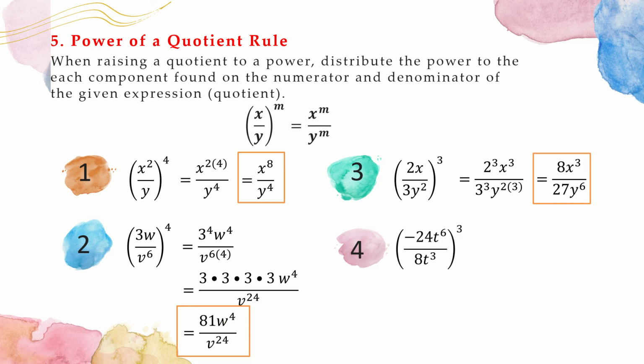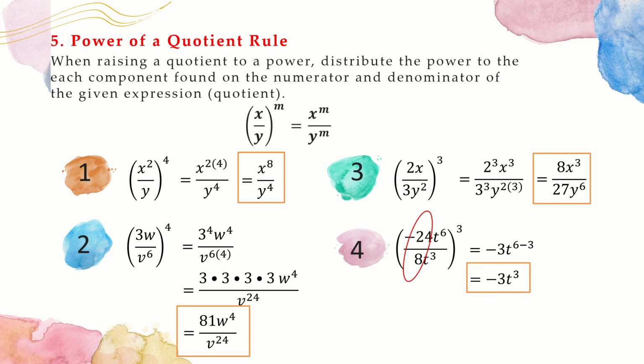Fourth example. Negative 24 t exponent 6 over 8 t exponent 3 raised to exponent 3. What shall we do? Dako kay numero, sir. So akong gibuhat is gi-reduce na nako daan ang number o gi-minus na nako daan ang exponent sa t. So negative 24 divided by 8, that is negative 3 whole number. T6 over T3. So obviously ang gamay nga exponent sa denominator nga T i-minus dito sa ibabaw, mao ng T exponent 6 minus 3. The final answer would be negative 3 T exponent 3 kay 6 minus 3 is 3.